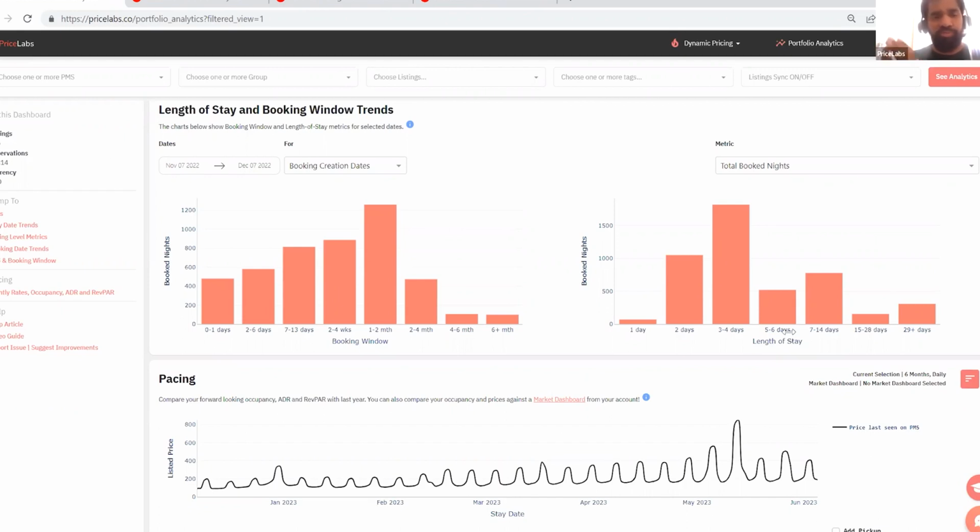And for them, they were not using any stay restrictions. What we ended up doing was we said, why not put stay restrictions of 3 to 4 nights and 5 to 6 nights, and then as we close in, we drop them, rather than allowing people to book 1 night or 2 nights even far out.